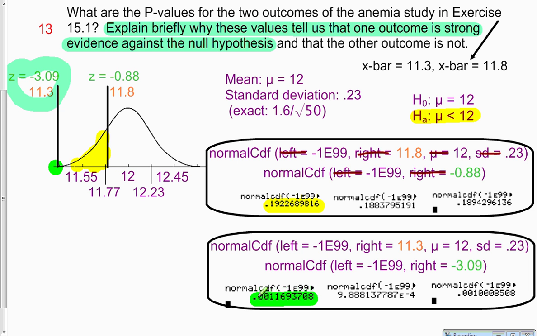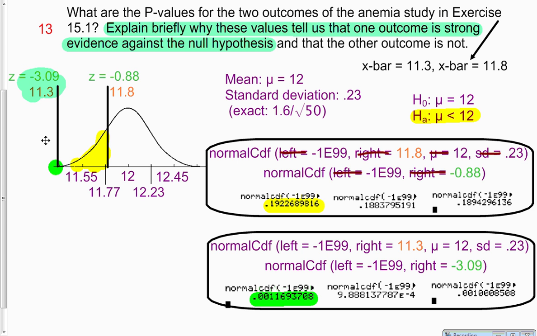The reason that this one here is strong evidence against the hypothesis is because it's such a small proportion due to randomness that could cause a number like this. So let's say I did this study on these 50 children, and I got 11.3 as my result for their hemoglobin levels. And now I want to say, well, if the mean is in fact 12 of the population, there's only a 0.1% chance, or proportion of 0.001, that I would get this number by pure random chance.